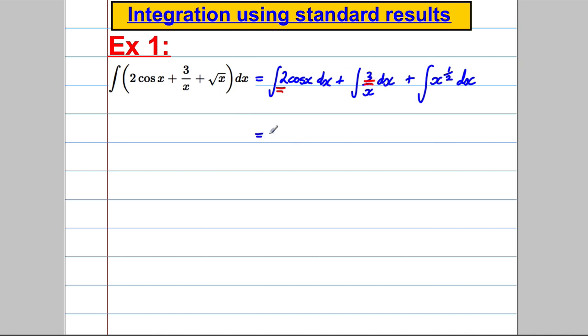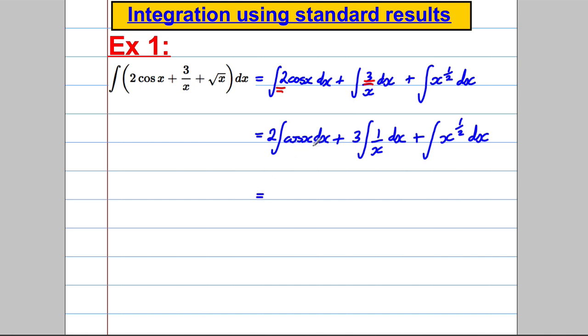So I would write this as 2 lots of the integral of cos x with respect to x, plus 3 lots of the integral of 1 over x with respect to x, plus, there's nothing to take out there, so x to the power of a half with respect to x. Now, when you integrate each of these, they're all going to get their own constant, but you can just write one big constant at the end, so don't worry about the constants till the end. So let's have a go at integrating this.